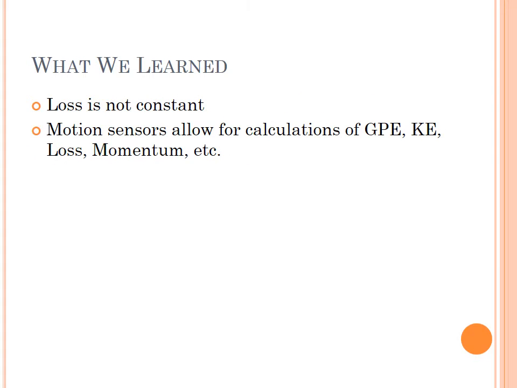And what we learned from this is that loss is not constant, which is our revised hypothesis, and that motion sensors allow for calculations of GPE, KE, loss, velocity, time, height, and then other things such as momentum, which you could use in other forms and other problems like we had in previous units. And that was our energy loss lab.